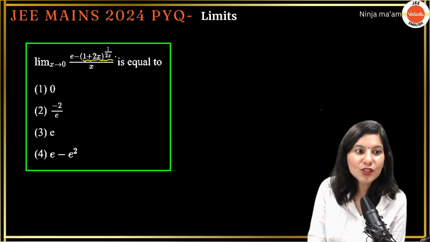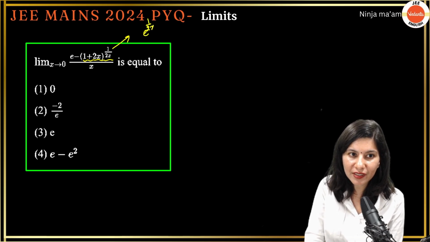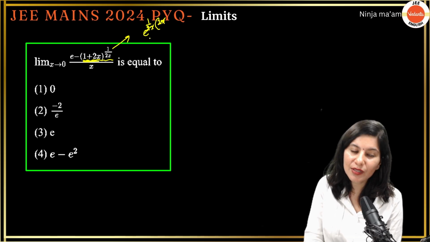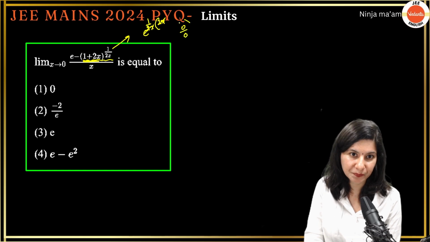So this is 1 raised to power infinity form, right? If you solve this 1 raised to power infinity form, e raised to power, this power will come in front and you have to subtract 1 from the base. So 2x. So this is actually e minus e by 0, so 0 by 0 form.